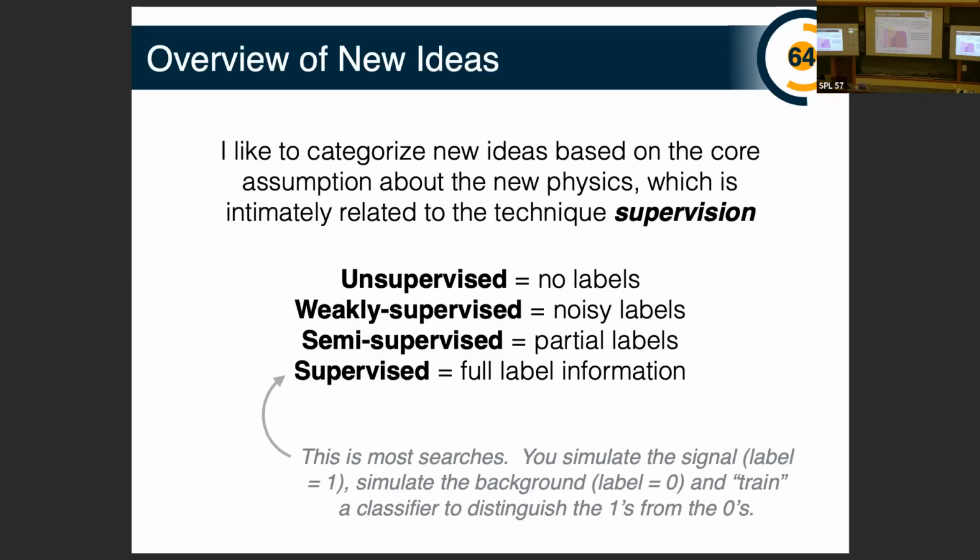and I like to categorize the different methods based on what the physics assumption is that they're making. And they can be categorized based on what's called supervision. So supervised learning is sort of mostly all machine learning that you know about. You have full label information.